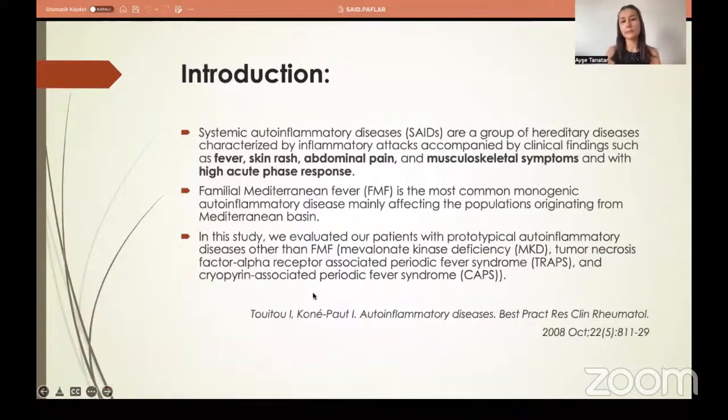Systemic autoinflammatory diseases are a group of hereditary diseases characterized by inflammatory attacks accompanied by clinical findings such as fever, skin rash, abdominal pain, and musculoskeletal symptoms, and with a high acute phase response. Familial Mediterranean fever is the most common monogenic autoinflammatory disease, mainly affecting populations originating from the Mediterranean basin. In this study, we evaluate our patients with prototypical autoinflammatory diseases other than FMF: mevalonate kinase deficiency, tumor necrosis factor alpha receptor associated periodic fever syndrome, and cryopyrin-associated periodic fever syndrome.